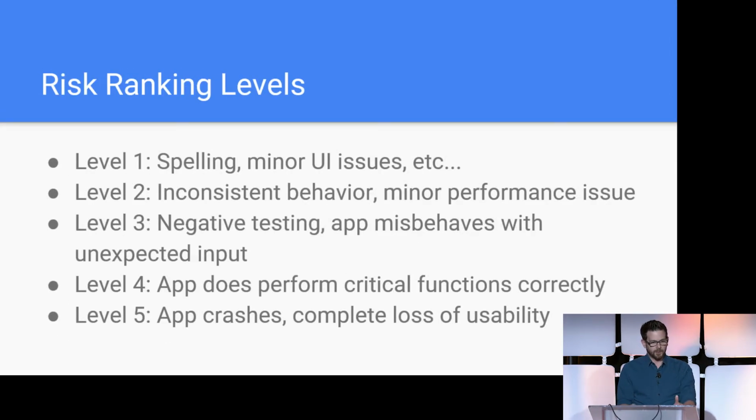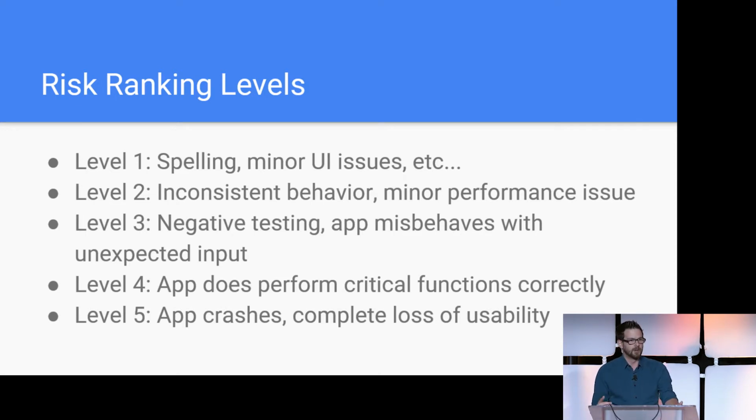So you can take those risks and apply a ranking to them, with 5 different levels. At the low end are minor UI issues, like something's the wrong shade of green. That's not really going to cause a huge issue with your software. Whereas at a level 5 risk, if your app crashes or there's loss of functionality, that's a really bad risk for your application.